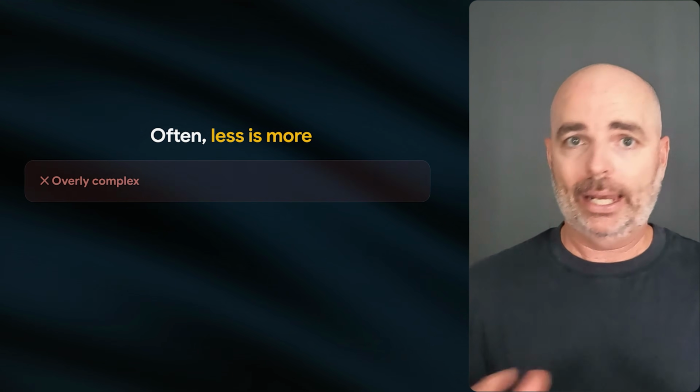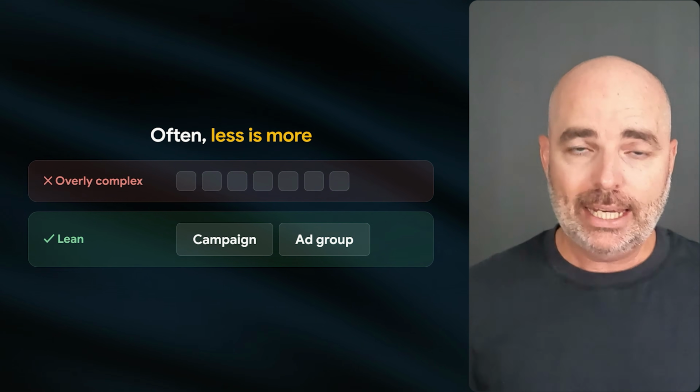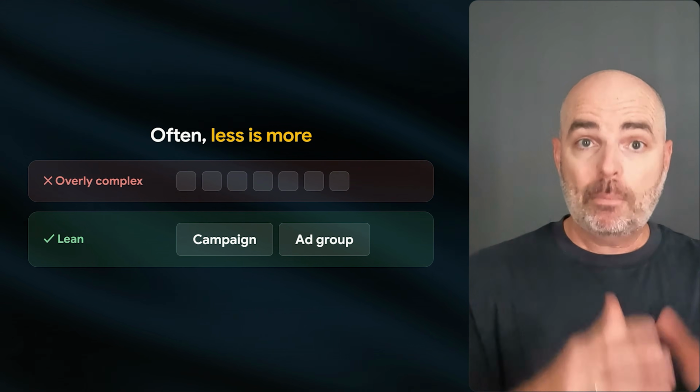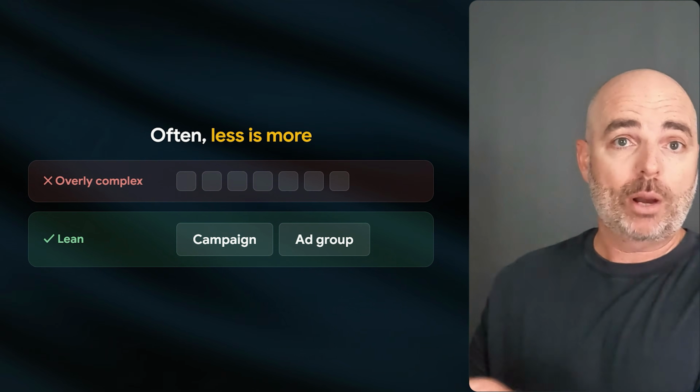And the first thing you need to understand when it comes to choosing or planning the number of campaigns that you need for your Google Ads account is that more campaigns does not automatically mean more conversions. In many cases, less is more when it comes to the number of campaigns that you need inside of your Google Ads account, and also the number of ad groups that you need.